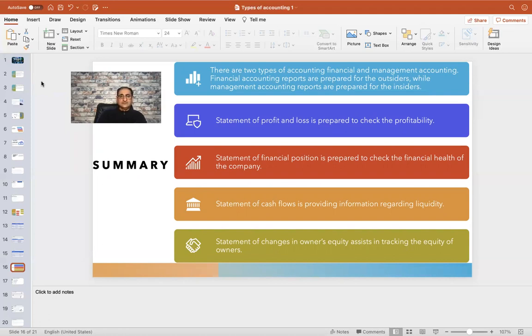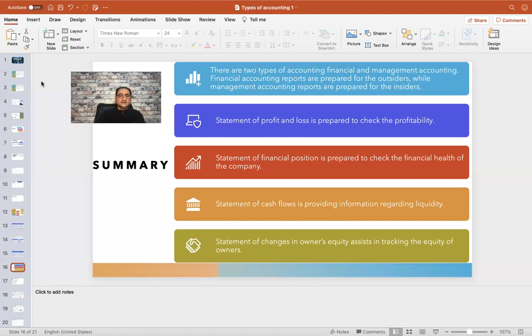Statement of financial position is prepared to check the financial health of a company. Cash flow statement is giving you information about cash inflows and cash outflows, and statement of changes in owner equity is prepared to see how much investment is made by the owner in the business.